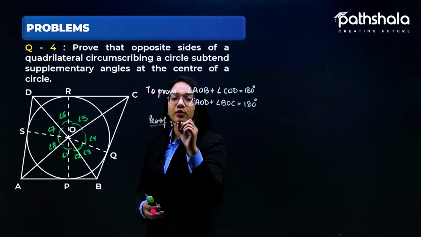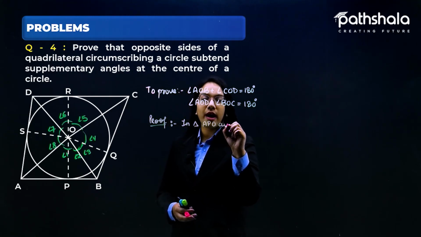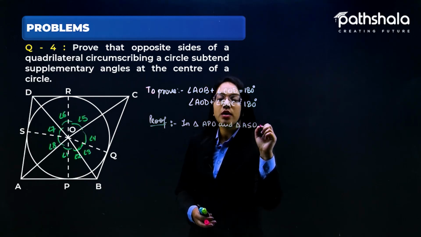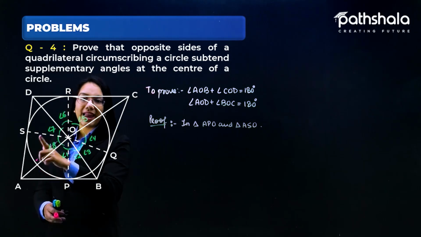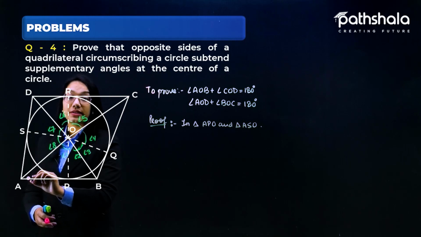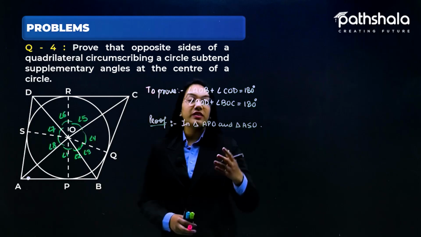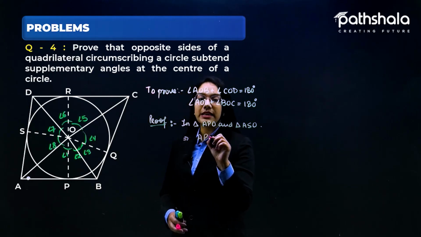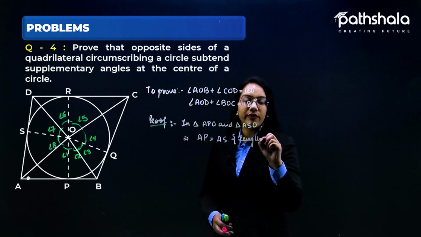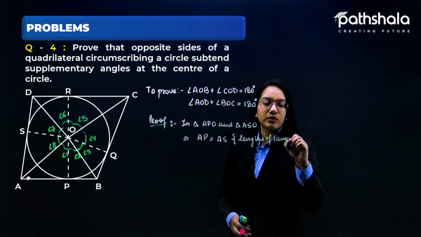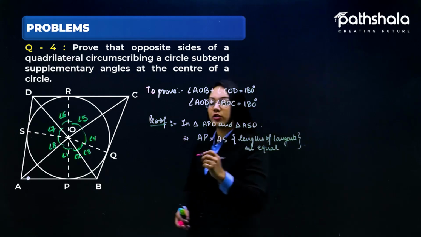First of all, I'm taking two triangles over here: triangle APO and triangle ASO. Since A is an external point, always remember that from an external point, the lengths of the tangents are always equal. So in these two triangles, first of all, we can say AP is equal to AS. We know this fact, that the lengths of the tangents are always equal.